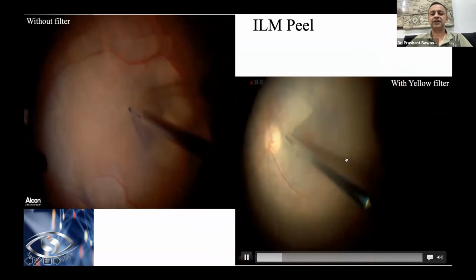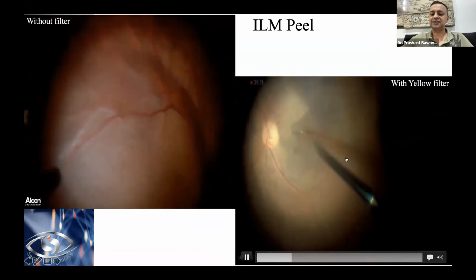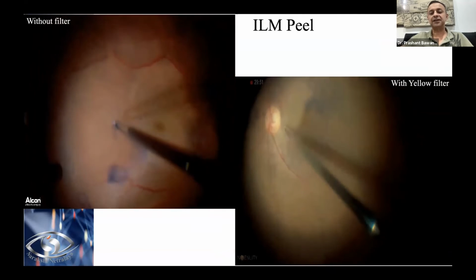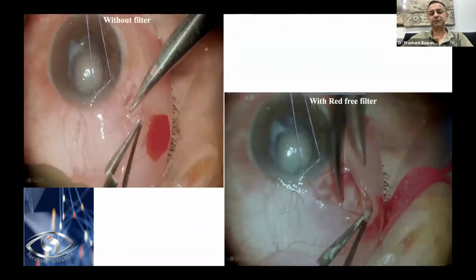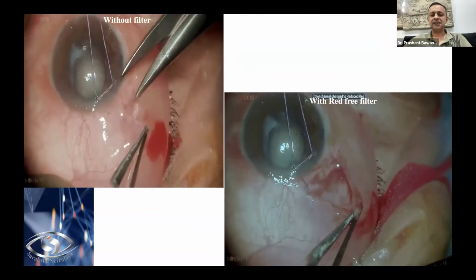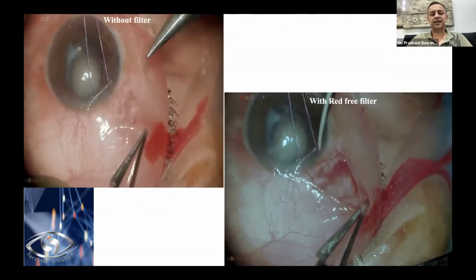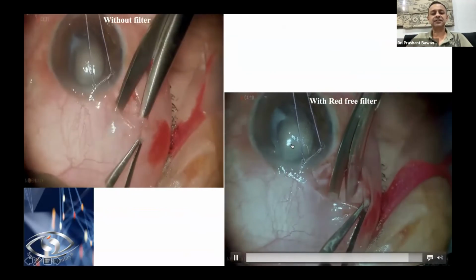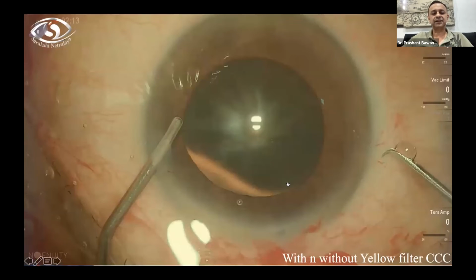So here you have a filter where you can see the ILM and other tissue structures better defined, thereby permitting you the ease of membrane peeling. Yes, red color in a digital vision definitely dazzles your eye. And here is what you do with a red free filter, then you can overcome this particular difficulty.